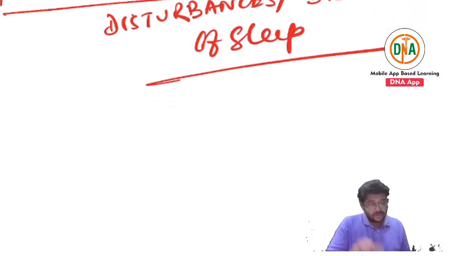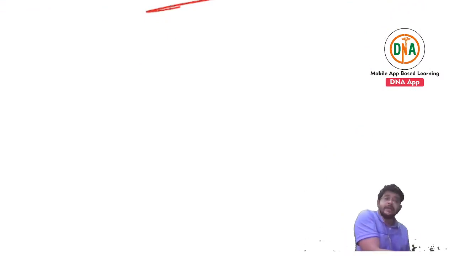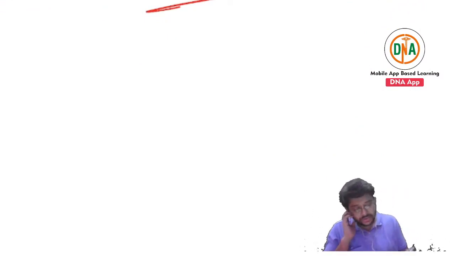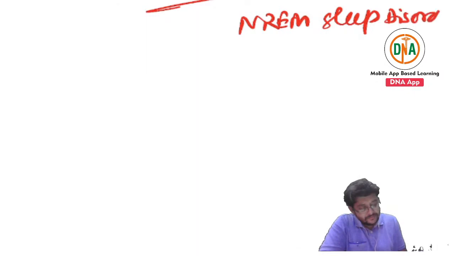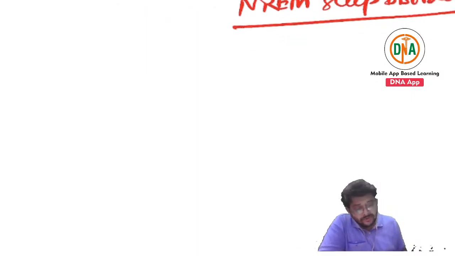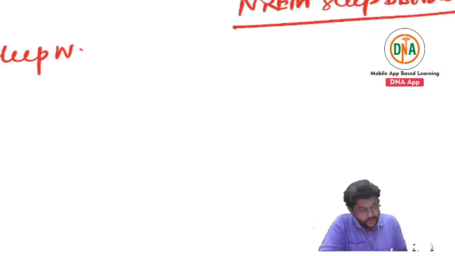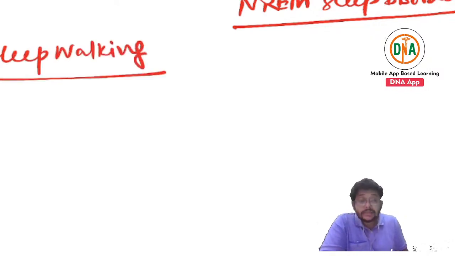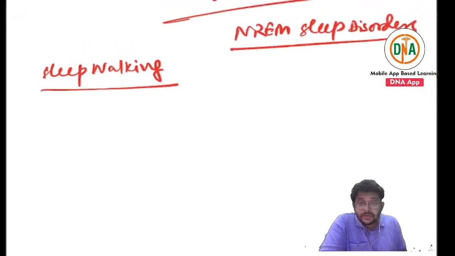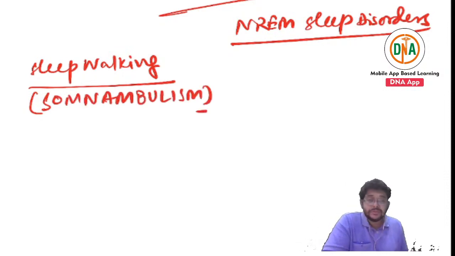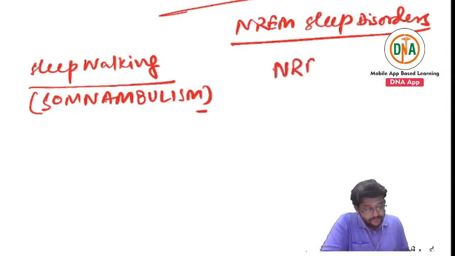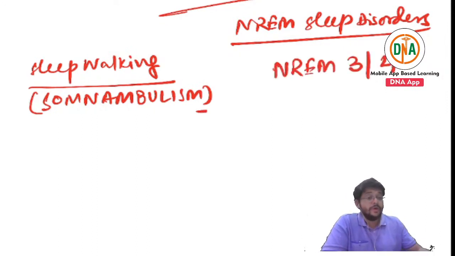Okay, so parasomnia or sleep disorders are also very interesting, and we can divide them into NREM sleep disorders and REM sleep disorders. So we are going to the NREM sleep disorders. First, we are coming to sleepwalking. Someone has asked me about sleepwalking. Sleepwalking is called somnambulism. It is found in NREM stage 3 or stage 4.